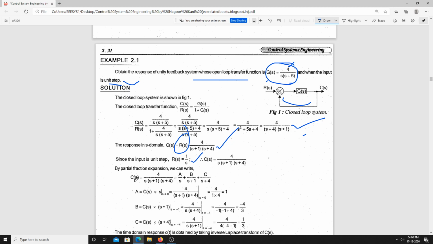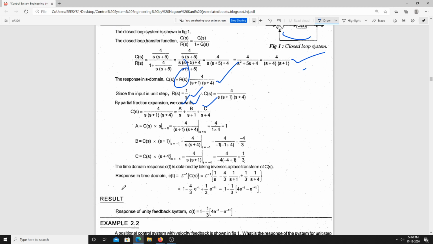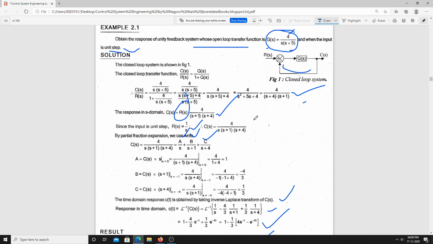Now I am applying the partial fraction expansion for this one. I am finding A, B and C with the normal procedure. So finally, the time domain response we are supposed to find out, right? So I apply the inverse Laplace transform. C of t is nothing but the inverse Laplace transform of C of s. So finally, by doing the simple mathematical analysis, this is the response. So everyone go through this problem.